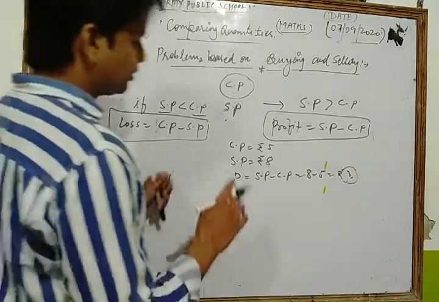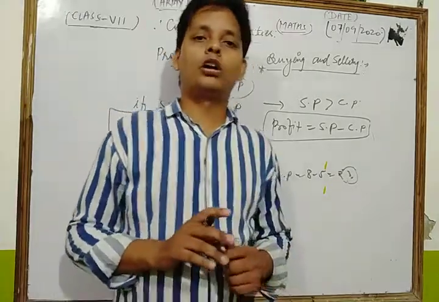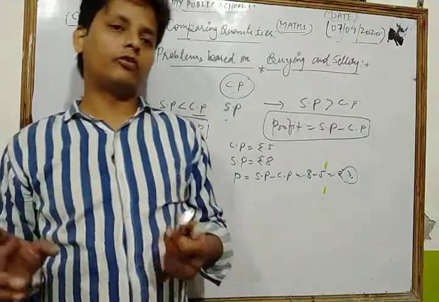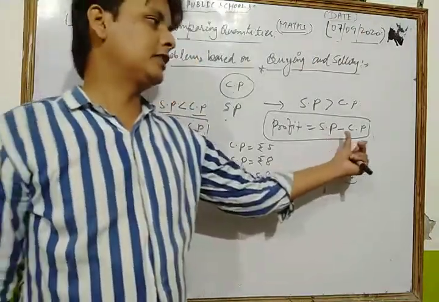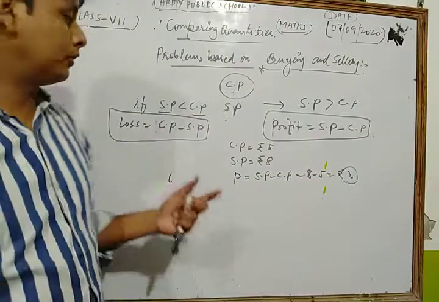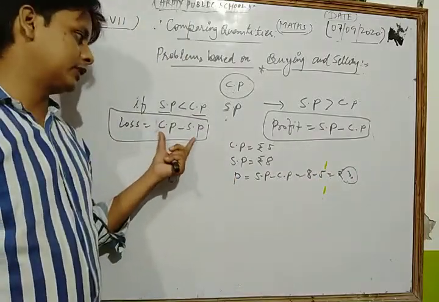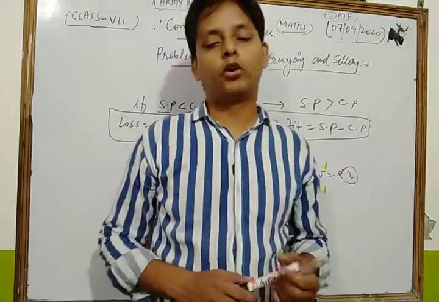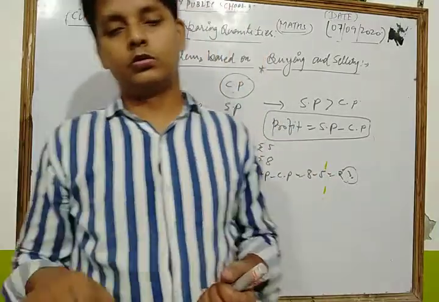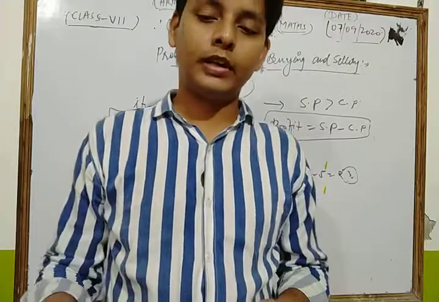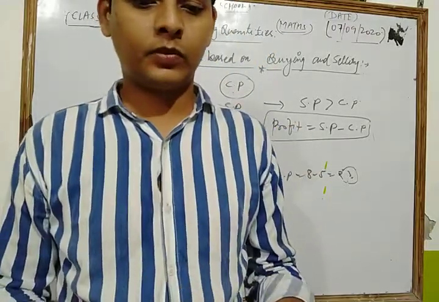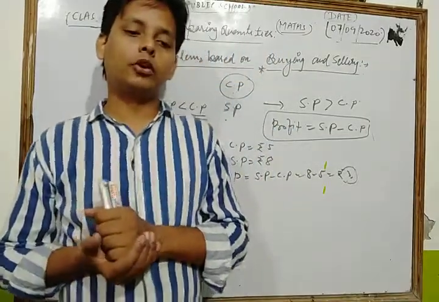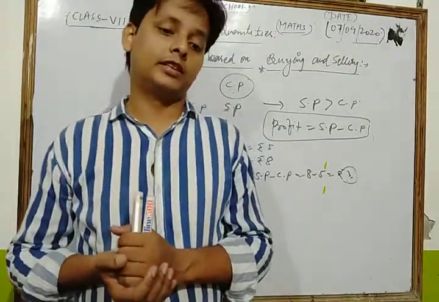Okay, this is the general concept of profit and loss. The general formula for profit is selling price minus cost price, and the general formula for loss is cost price minus selling price. In this way you can find profit and loss on the sale and purchase of any object. Now we discuss the formulas for profit percent and loss percent.